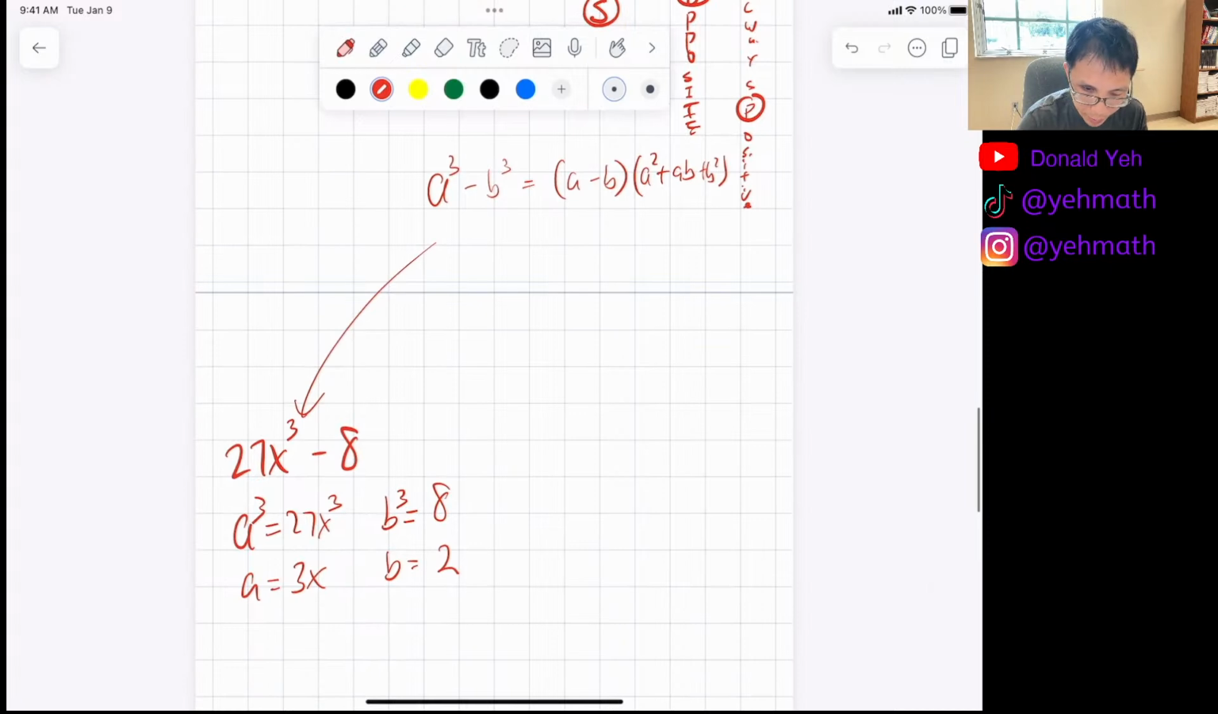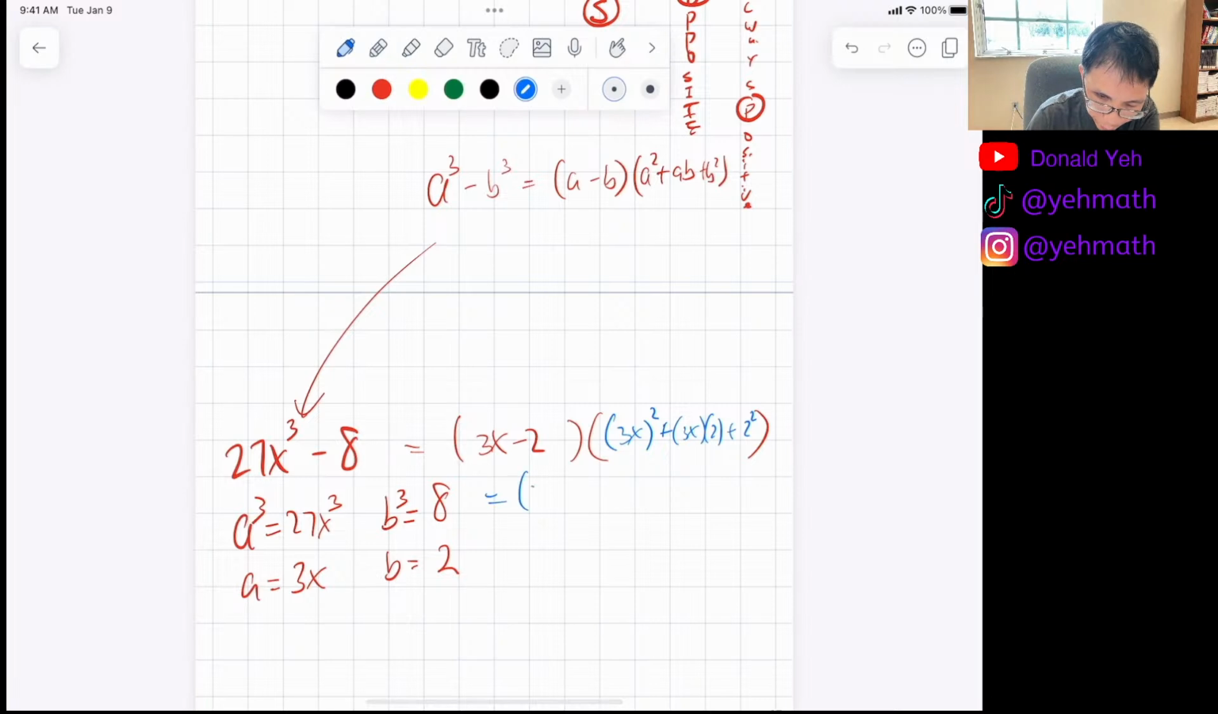So what we're going to do is that's equal to, now people make mistakes right here. First 3x minus 2, nobody makes a mistake on this one. People make mistakes right here: 3x squared, minus 3x times 2, and plus 2 squared. So this is plus, sorry.